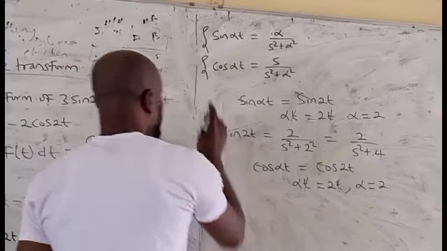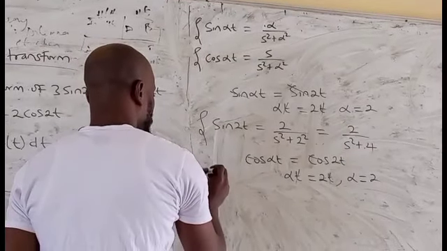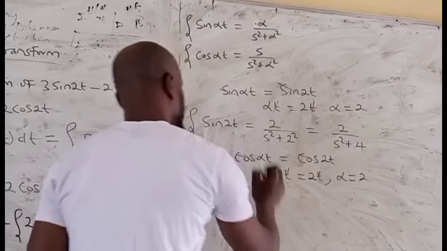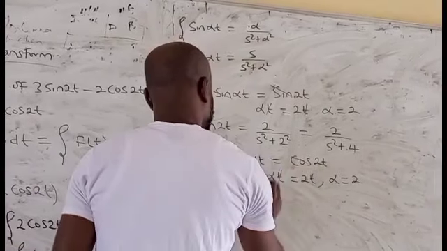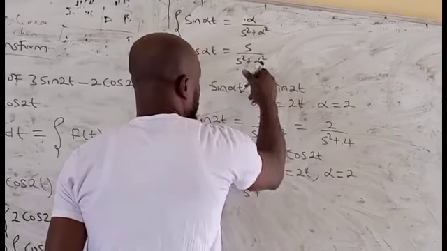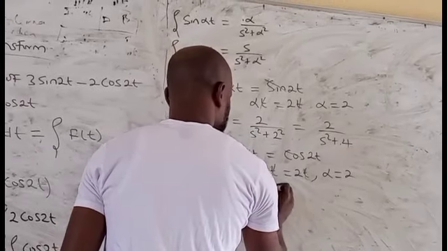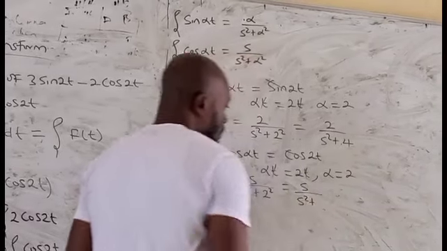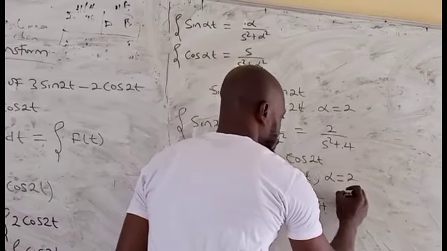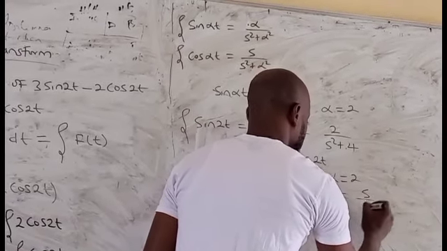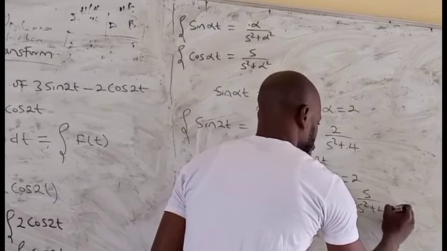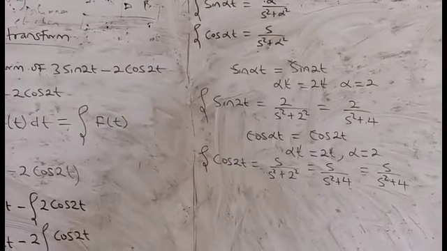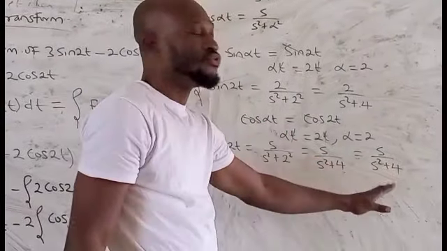So I'll now look for the Laplace transformation of cos 2t, which is s over s squared plus alpha squared, which is 2 squared. So I'm going to have s over s squared plus 4. So this is what I'm going to get: the Laplace transformation of cos 2t is s over s squared plus 4.